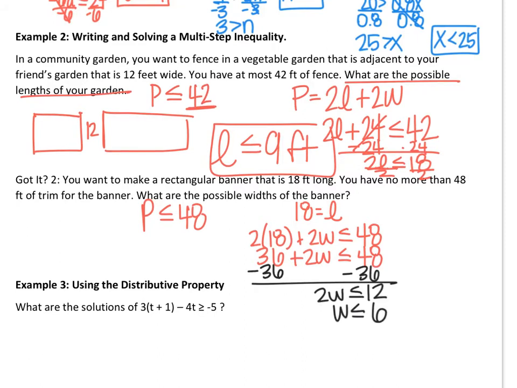Okay, if you had completed solving that, you would first subtract 6 from both sides, and then you would divide both sides by 2, and you would get the width cannot be more than 6.